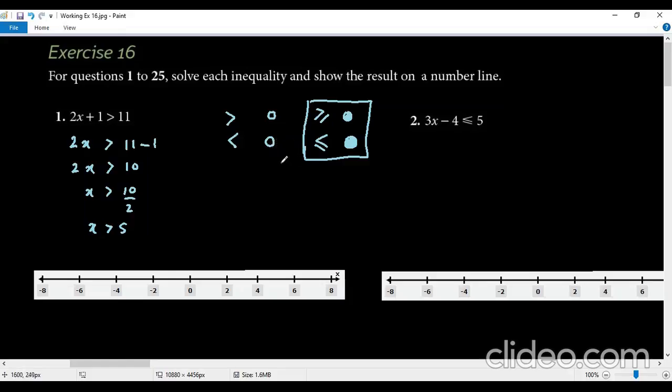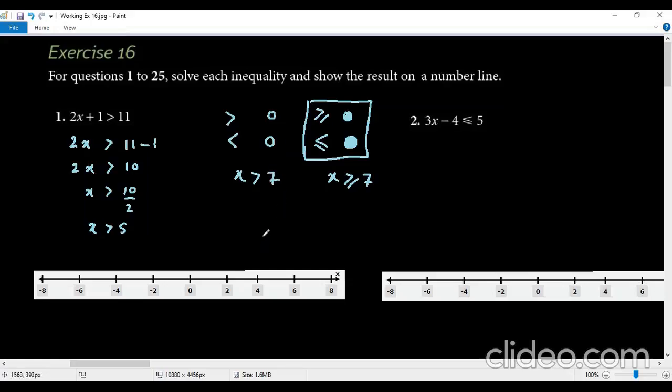The basic difference between these two is that, for example, if I say x is greater than 7, that means 7 is not included. But if I'm saying x is greater than or equal to 7, that means 7 is already included. So whenever the value is included, your circle is going to be filled, and when it is not included, it's going to be not filled. So be very specific and be very clear about this.